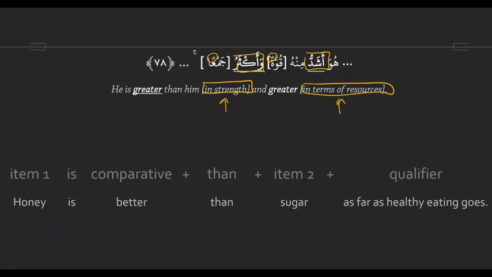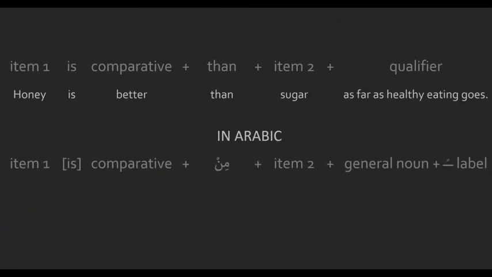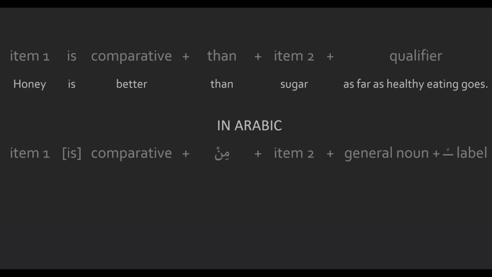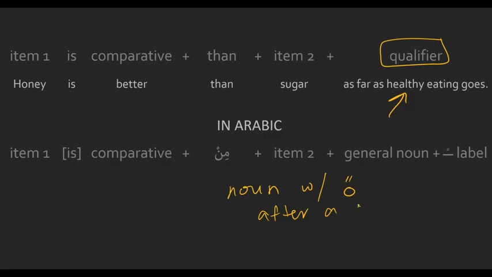So here's the convoluted equation for you. You have the standard: item 1 is comparative, then item 2, and then plus qualifier. Like we said, you're just tacking it on to the end, and the conditions for a qualifier are a noun with the n label after a comparative. Got it. All clear?